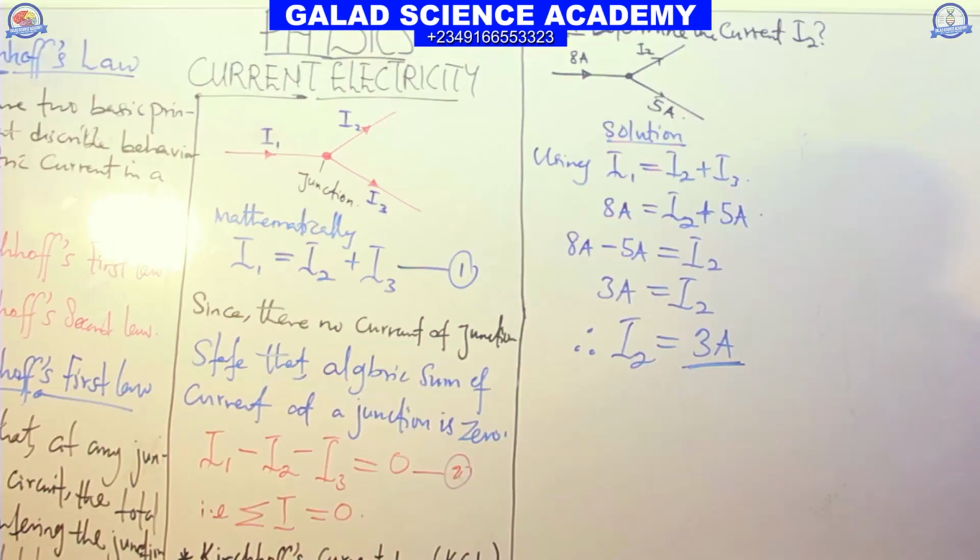Using Kirchhoff's first law, we say that I1 equals I2 plus I3. I1 is 8, so we have 8 ampere equals I2 plus I3, and I3 is 5 ampere. Collecting like terms, we have 8 ampere minus 5 ampere equals I2. Subtracting, we have 3 ampere equals I2. Therefore, I2 is equal to 3 ampere.